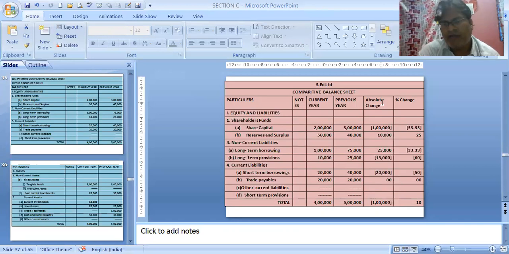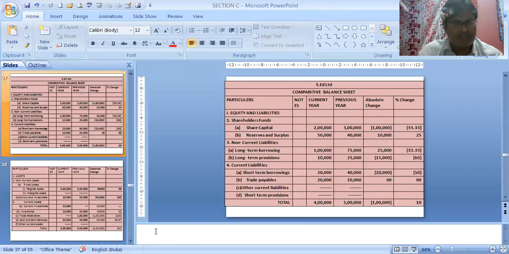So we will make 2 more columns with the sum. One is the absolute change column and one is the percentage change column. Absolute change means C minus P, current year minus previous year.